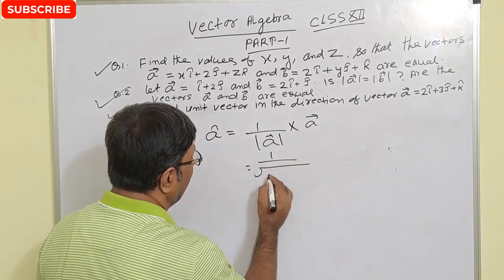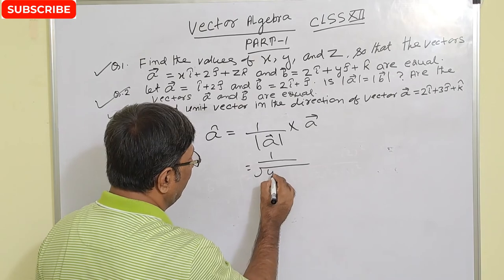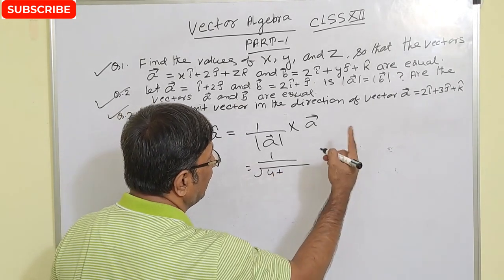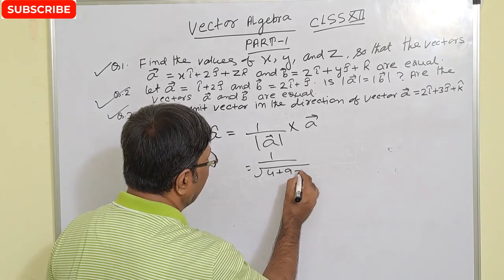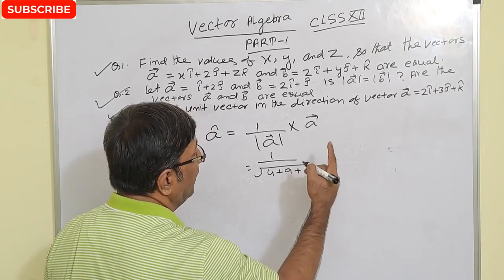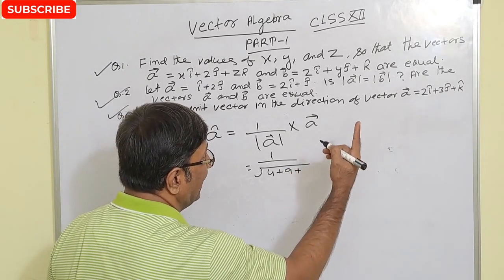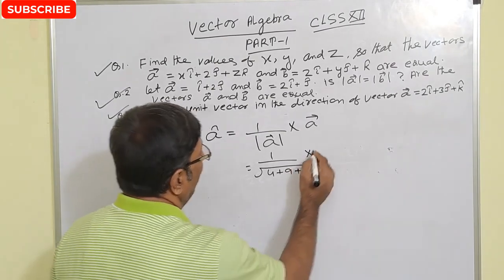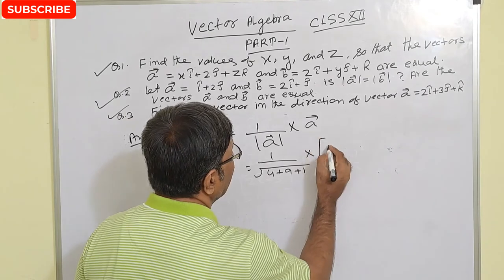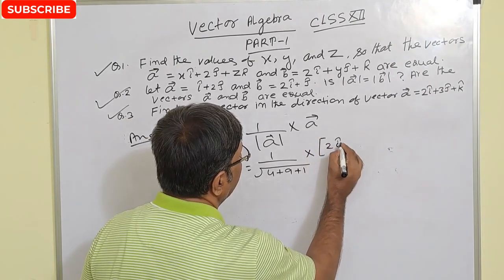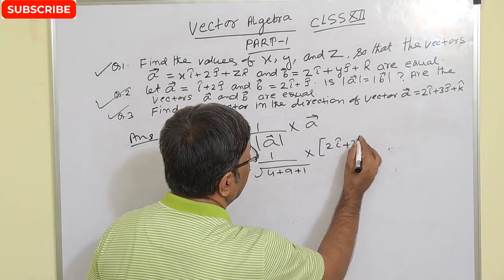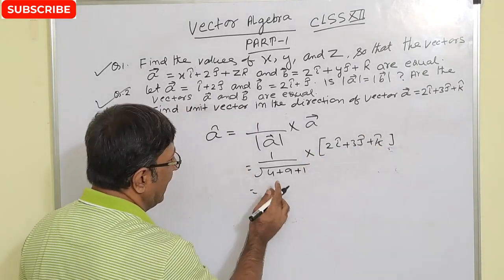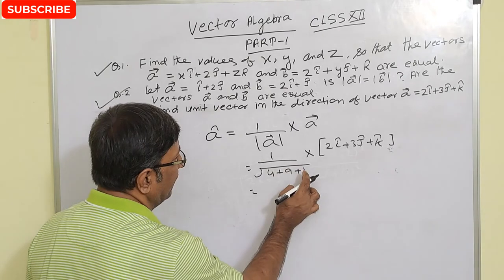Coefficient of unit vector i square. So 2 square is 4. In the same way, coefficient of unit vector j square. So here 3, so 3 square is 9. And here coefficient of unit vector k is 1. So 1 square is 1. Now multiply by vector A. So vector A is given as 2i plus 3j plus k. So when we solve this, 9 plus 4, 13 plus 1, 14.